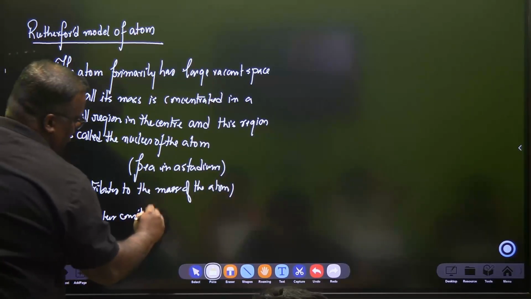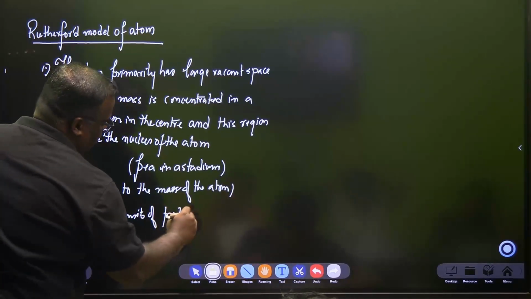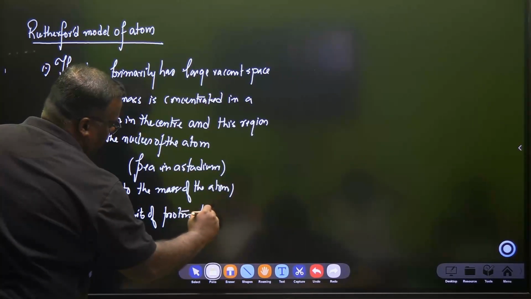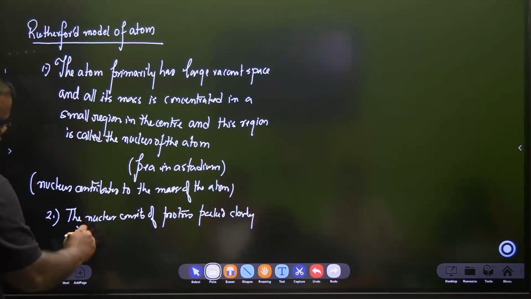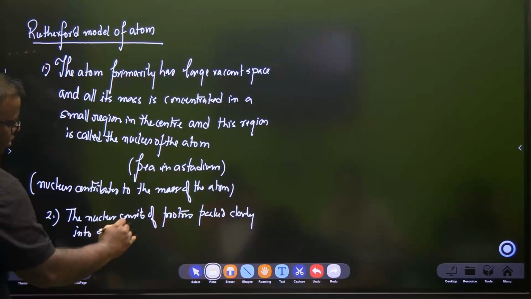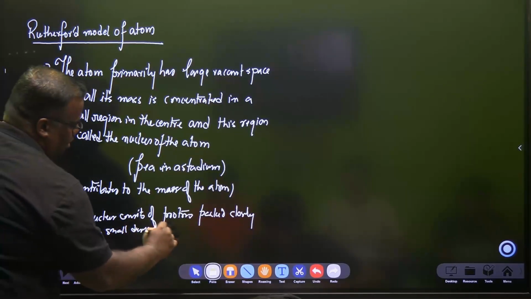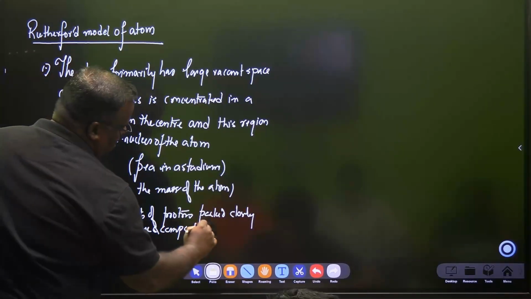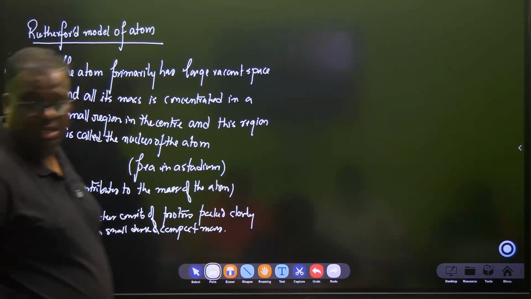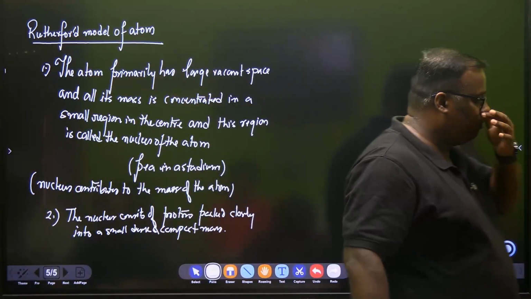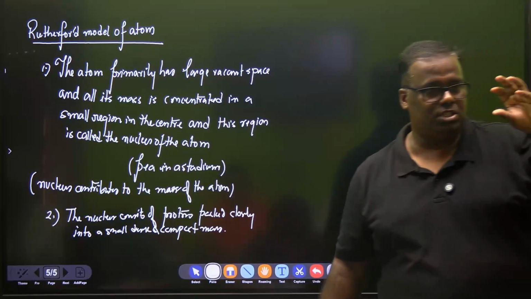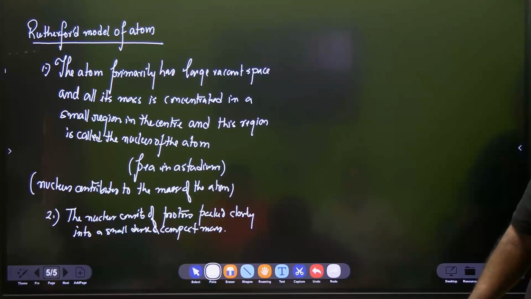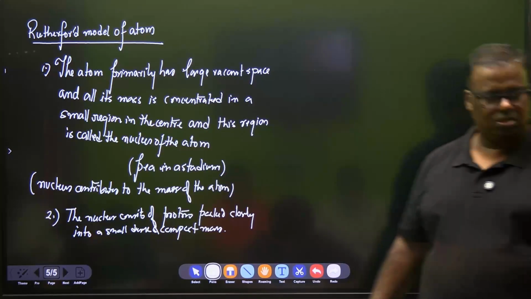consists of protons, or your positive charged particles, packed closely into a small, dense and compact mass. So what did he say? He said two things. One is that the major part of the atom is absolutely vacant, and the atom's mass is all concentrated at the center, and the center is termed as nucleus. It is a compact, dense, positively charged body which is comprising only of protons.